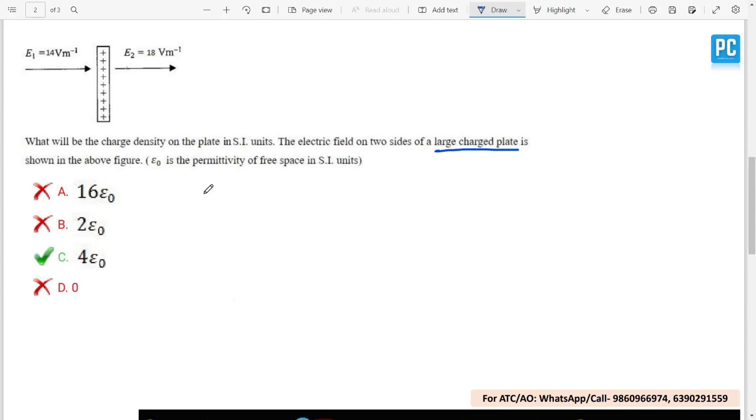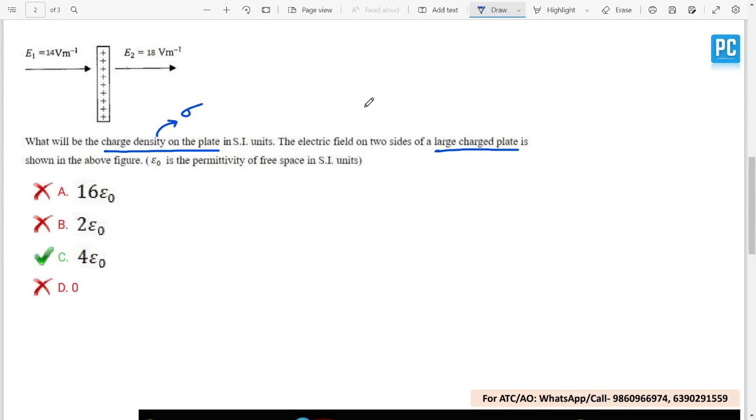Okay, so what will be the charge density on the plate in SI units? Charge density on the plate is represented by sigma according to our theory and video lectures which we had covered. The electric field on two sides of the charged plate is shown in the figure. E naught is the permittivity of free space in SI units. So they had told you to calculate this.